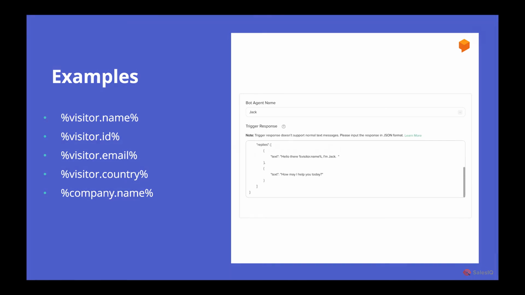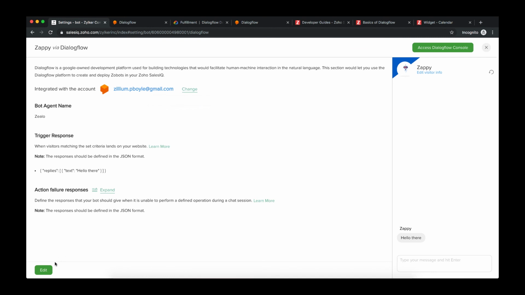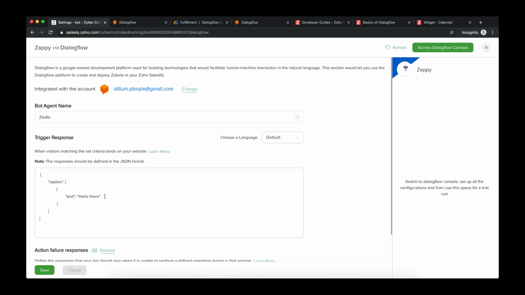I'll show you how to set up dynamic text now. Let's go back to our portal. I'll show you how to set up dynamic responses inside your trigger message, so I'm going to click on Edit. Here is my trigger response. I have a plain text response configured here, and I'm going to add some dynamic text to spice it up a little bit. I'm going to say hello there, and greet my visitors with their name. So I'm just going to use visitor.name. It's always populated using a percentage symbol, and I'm going to click on Save.